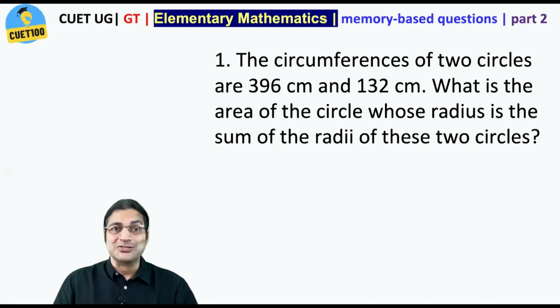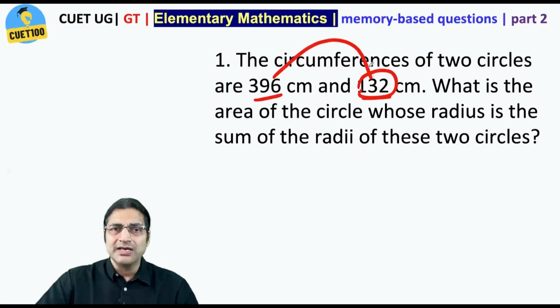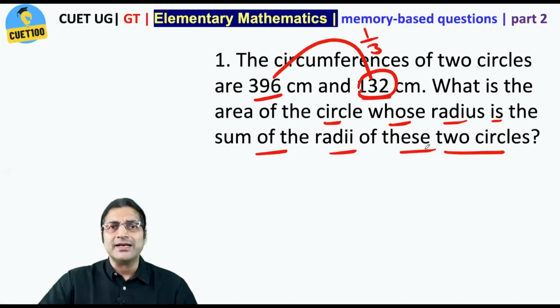This is your question number 1. The circumferences of two circles are 396 centimeter and 132 centimeter, and keep one thing in mind, this 132 is 1 by 3 of 396. It will certainly help us. What is the area of the circle whose radius is the sum of the radii of these two circles? Alright, let's start with the bigger circle.